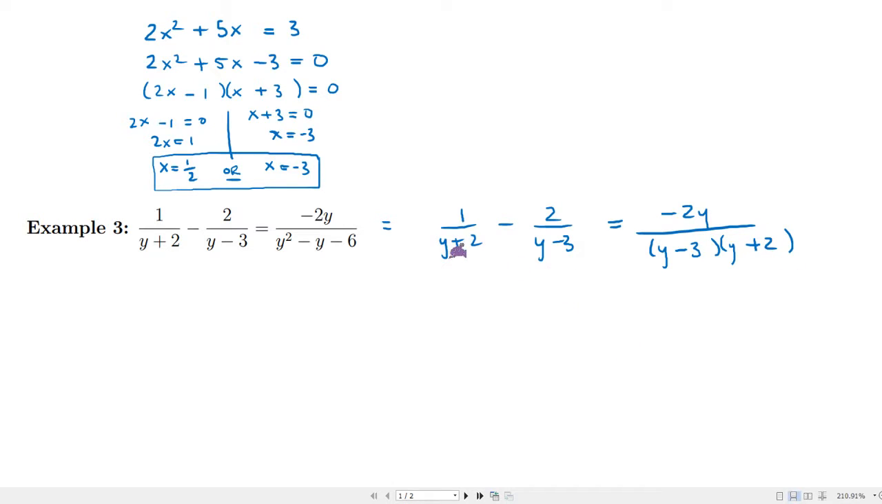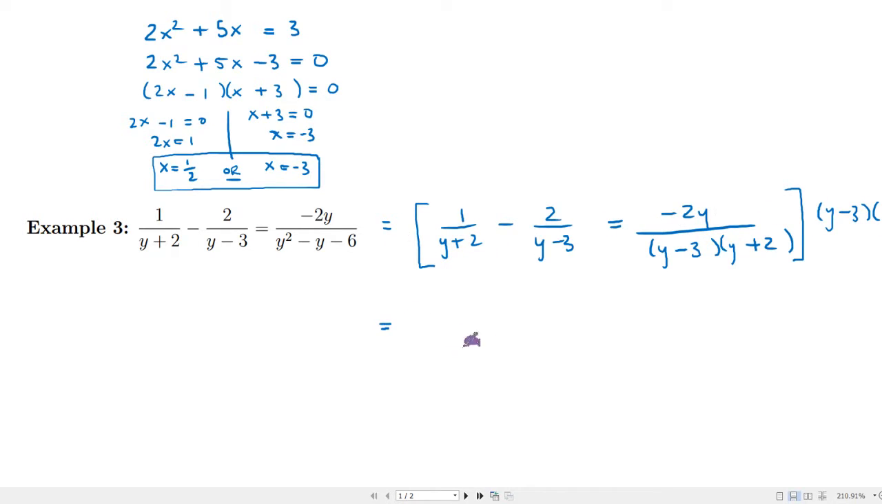So what are we missing? This fraction, we're missing the y minus 3. Y minus 3, we're missing the y plus 2. And so it looks like the lowest common denominator is this one right here. So we'll multiply the whole equation by y minus 3 times y plus 2.